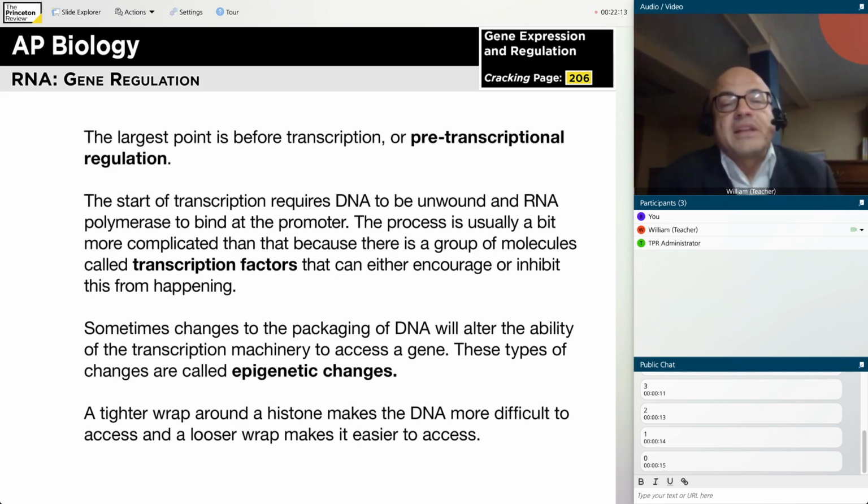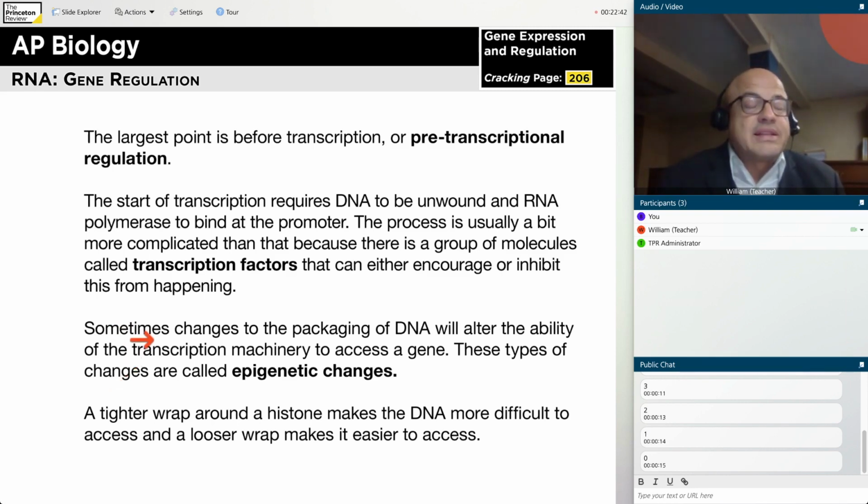So that's going to start right where your DNA is unwound. Your polymerase is going to bind at the promoter. There's a lot more to this, but probably stuff that you don't have time and won't be asked to explain. And there are transcription factors. They're either going to allow or inhibit, depending on the case.